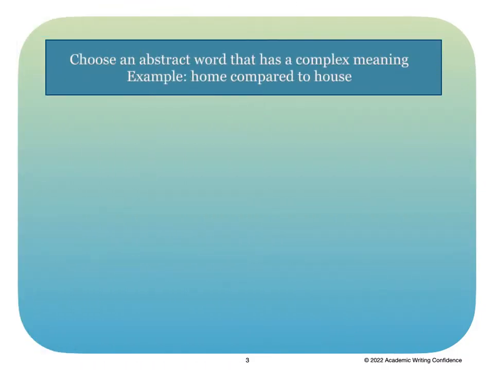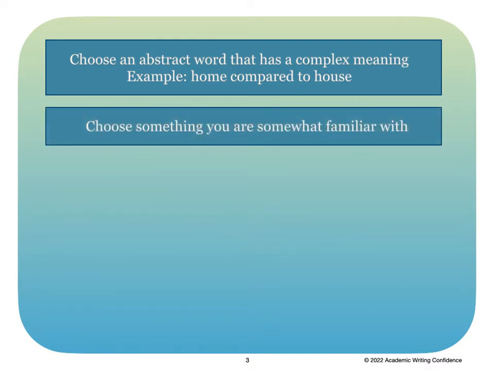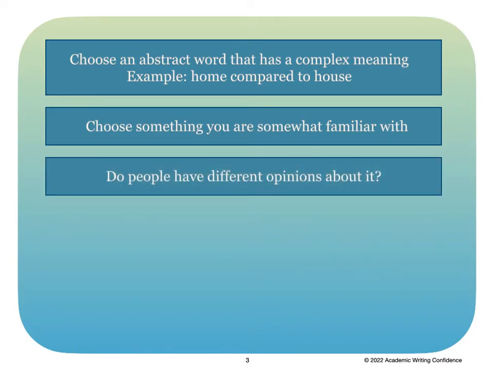It is often a good idea to choose an abstract word that has a complex meaning. For example, writing an essay about the meaning of home, not a house. You should also choose something you're somewhat familiar with if you're choosing the word yourself. You might also want to see if people have different opinions about the word.